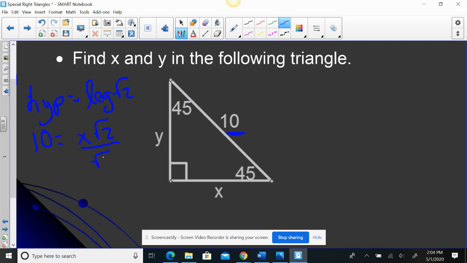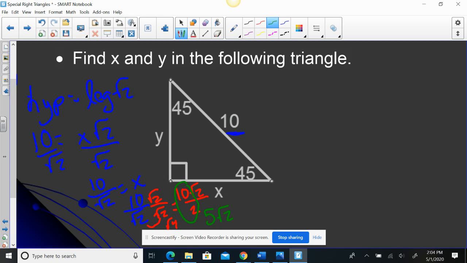I can divide by the square root of 2 and get 10 divided by the square root of 2 equals x. And now I'm just going to rationalize my denominator. So if I want that square root 2 to come out, I'm going to multiply by rad 2 over rad 2. So I would get 10 square root 2 over 2, since square root of 2 times square root of 2 is square root of 4, which is just 2. And then I have 10 divided by 2 gives me 5 square root 2.